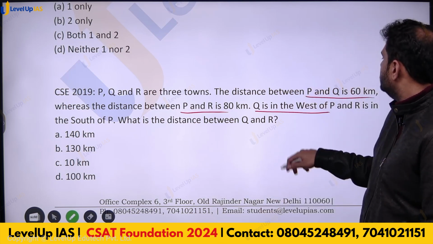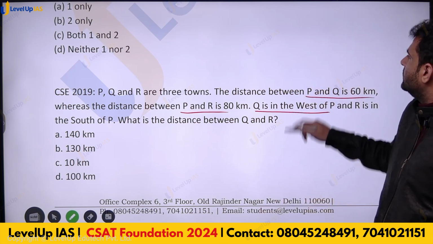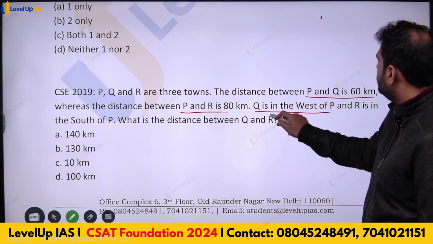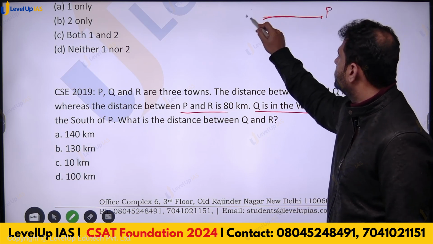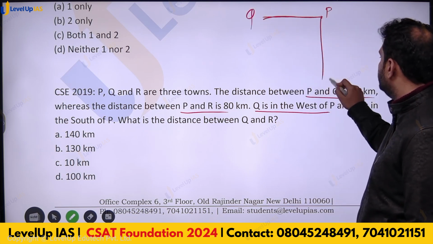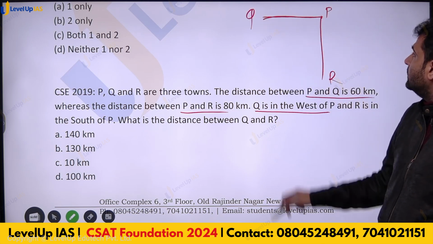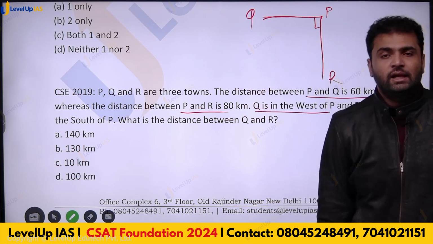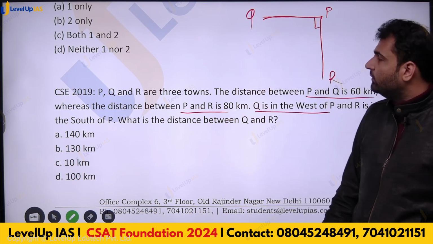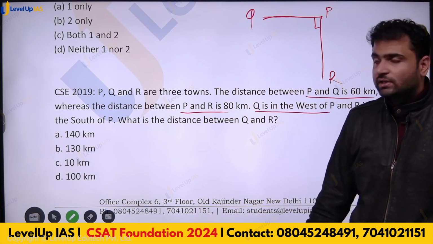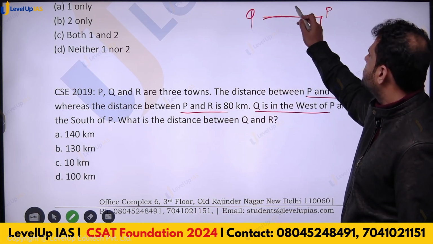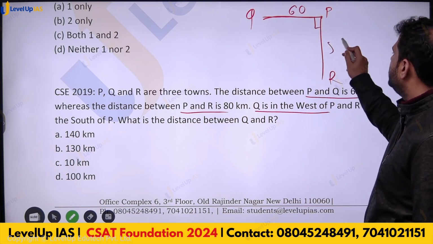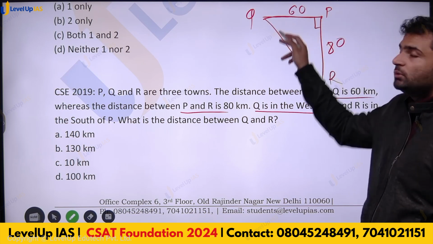We have this, P is there. Q is in the west of P. So, this is P, this is Q. And R is in the south of P. This is R. And because we know that these directions are at 90 degrees with each other, we have this kind of situation where PQ is 60 and PR is 80. Question is, what is the distance between Q and R?